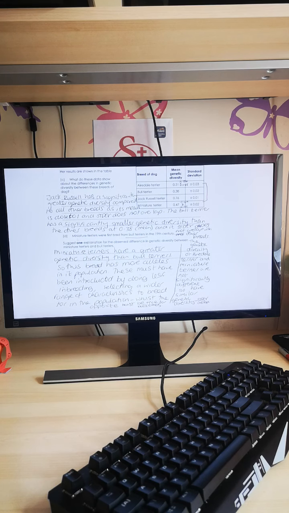Okay, part D. The Miniature Terriers were first bred from Bull Terriers in the 19th century. Now, remember, suggest means nobody will have taught you the answer to this question. So, come on, come up with an idea, think around what you actually know and give an explanation. You have to go back to the data, and they started with Bull Terriers, and actually the Miniature Terriers got a greater genetic diversity.